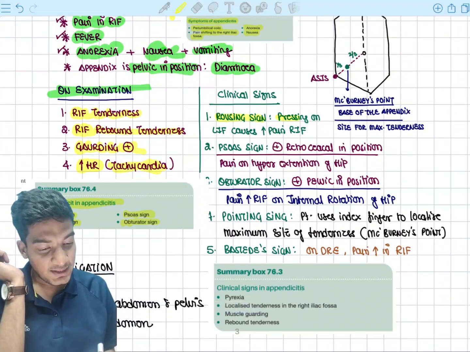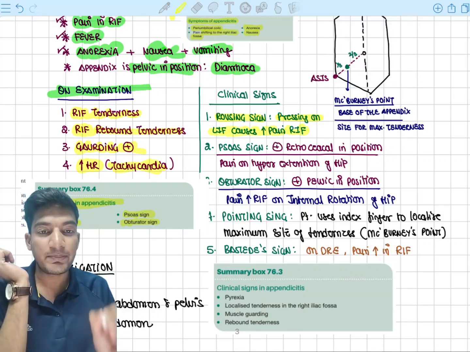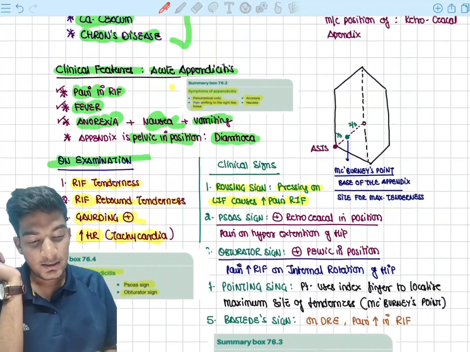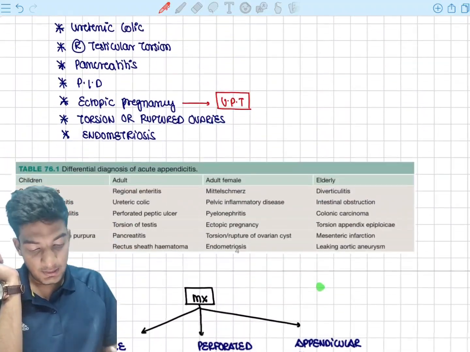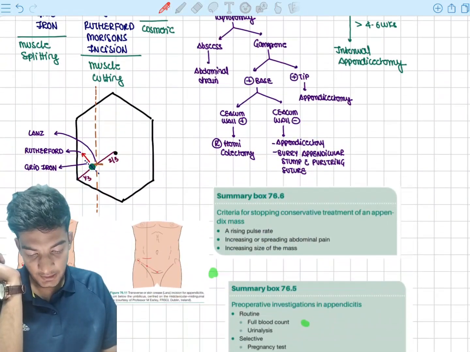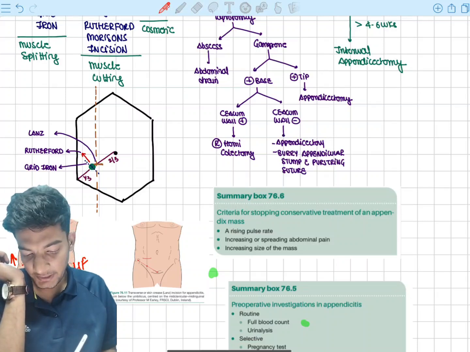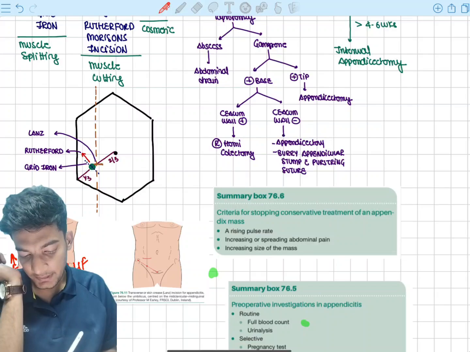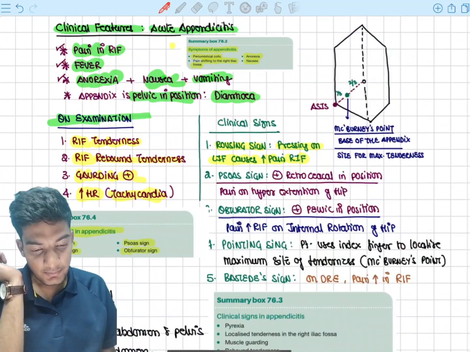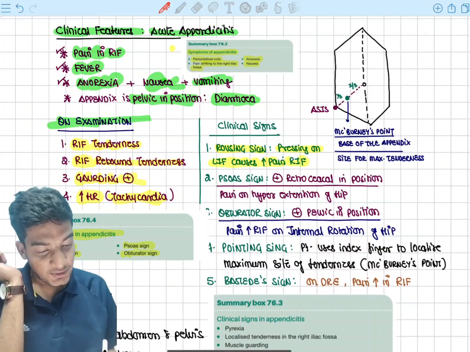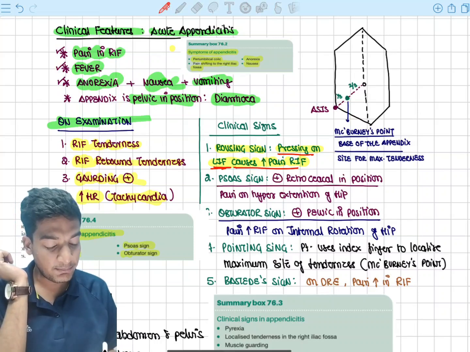So, the Rovsing sign: pressing on the left iliac fossa causes an increase in pain in the right iliac fossa. Let me show this. Pressing on the left iliac fossa will cause a rise of pain in the right iliac fossa. Are you getting this? This is the right iliac fossa. This is the left iliac fossa. Fine. Rovsing sign is pressing on the left iliac fossa, causing increasing pain in the right iliac fossa.